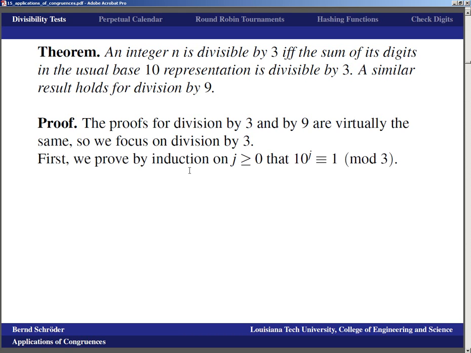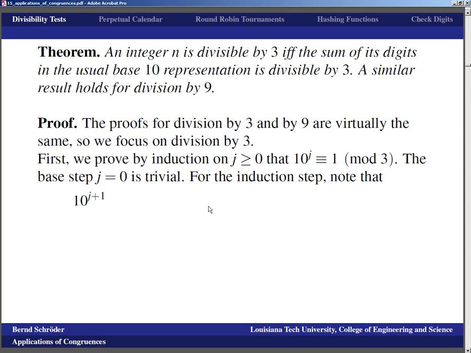And what do we have? We will first prove by induction on j that 10 to the j is equivalent to 1 modulo 3. That should be something that doesn't sound too bad, because the number before 10 to the j has a bunch of 9s, and that's divisible by 3. If we want to look at it more abstractly, we use induction. And the base step for j equals 0 is trivial, because 10 to the 0 is 1. And for the induction step, we note that 10 to the j plus 1 minus 1 is, of course, just 10 to the j plus 1 minus 10 to the j plus 10 to the j minus 1.